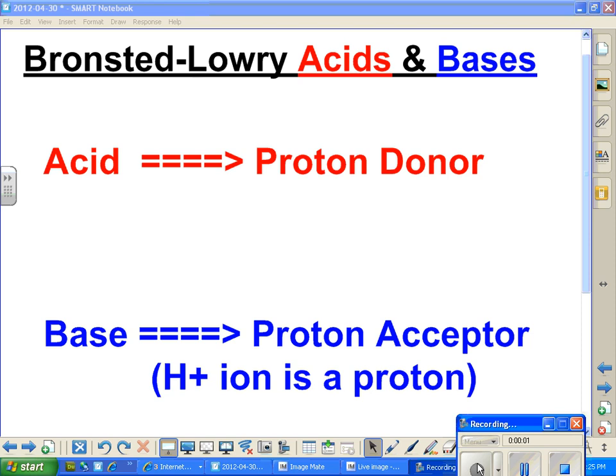Okay, we're starting Bronsted-Lowry acids and bases today. The acid is a proton donor, and the base is a proton acceptor. We had everybody write these down, and we will continue in just one moment.